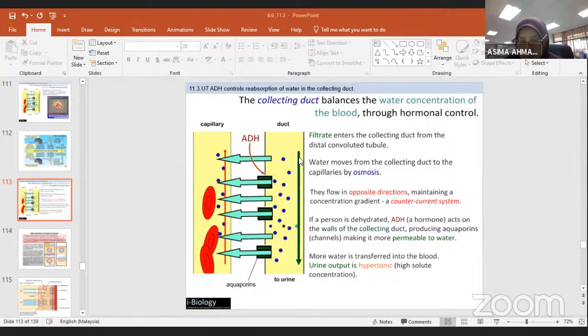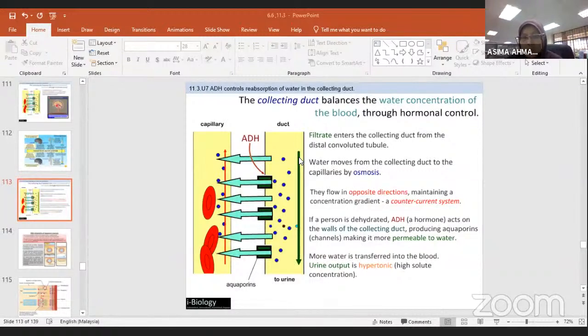Remember aquaporins? So what are aquaporins? Aquaporins are water channels that allow water to pass through the membrane. Last time we learned about the phospholipid bilayer, water can actually pass through in between the phospholipid molecules. However, with the presence of aquaporins, this will increase the amount of water which can pass through the membrane. So this is how the permeability of the collecting duct is controlled.